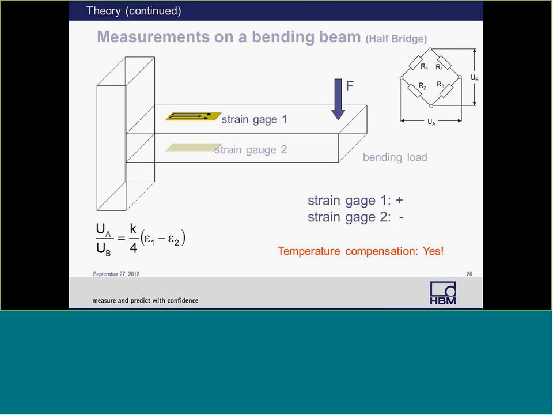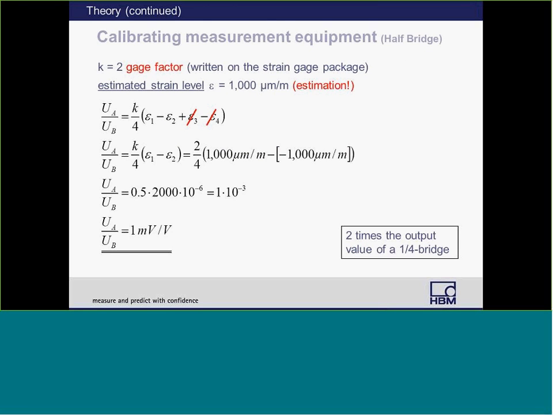Here in this case, we have measurements on a bending beam. It's a half bridge. And so now we have a strain gauge on the top of the beam and a strain gauge at the bottom of the beam. This provides a bending load. Using the measurement equipment for the half bridge, we have a gauge factor of 2 again, and again the same 1,000 microstrain force. Our output measurement is going to be 1 millivolt per volt of excitation. So this ends up being 2 times the output value of the quarter bridge.